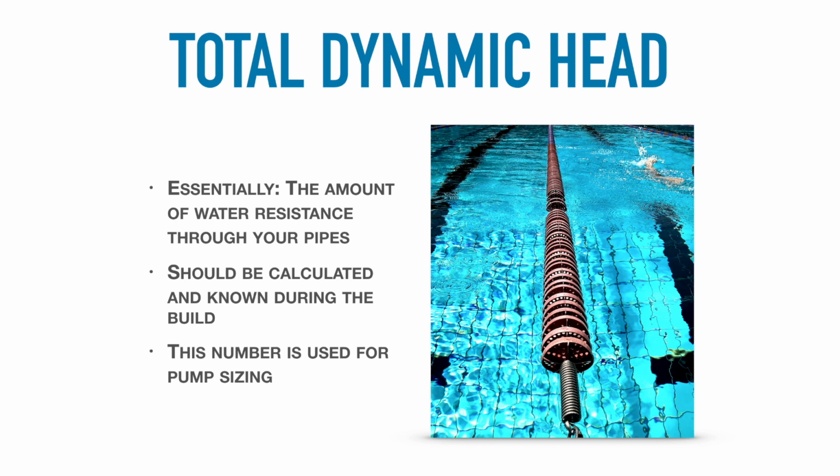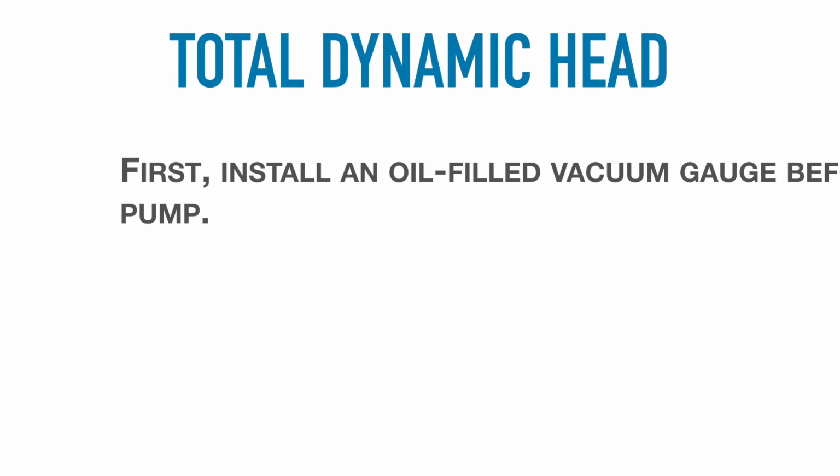We need to know how much resistance is going through that system because it allows us to buy a pump that's going to be able to pull that water through that system around all those 90-degree elbows or whatever kind of plumbing may be in the way. So this calculation is actually going to be found in your book, depending on which one it's going to be, either page 128 or 129.